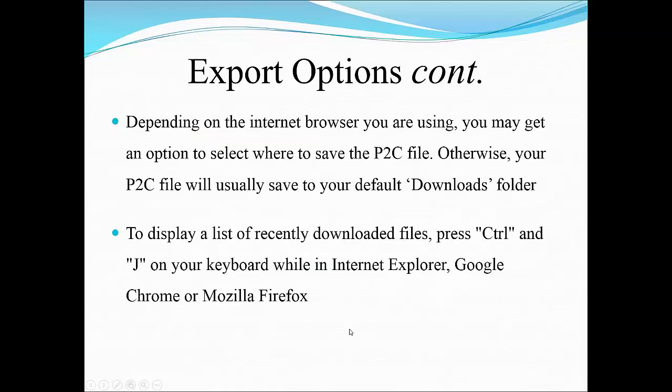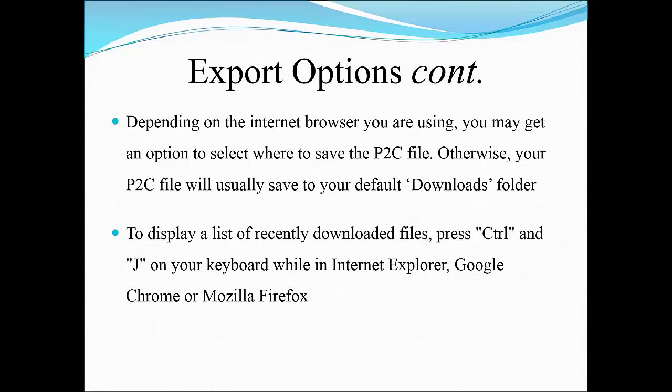So both export options there, exporting the complete list or exporting amendments only, once you've selected either option, just depending on the internet browser you are using, you may then get the option of where you are going to save the P2C file to. If you aren't given the option to choose where to save, your P2C file normally saves to your default downloads folder.